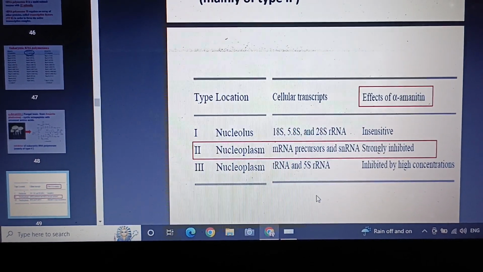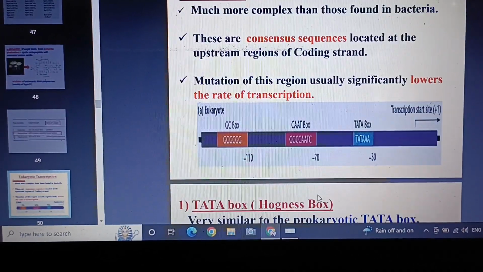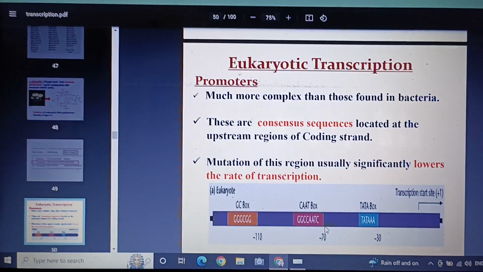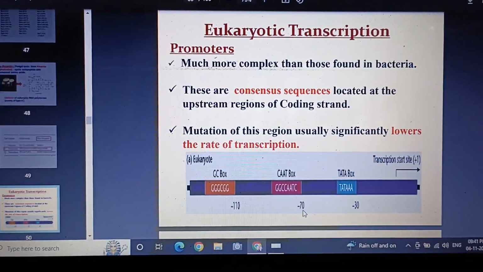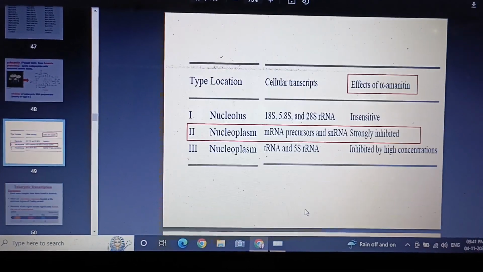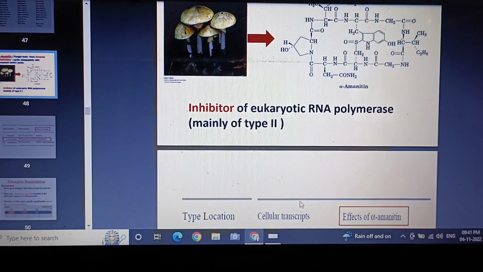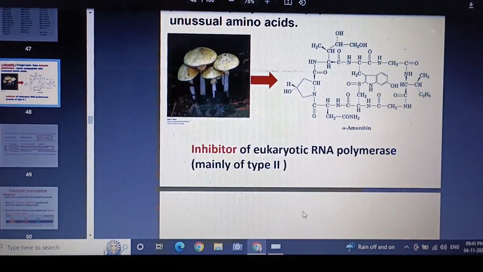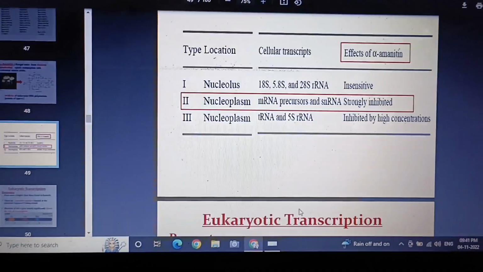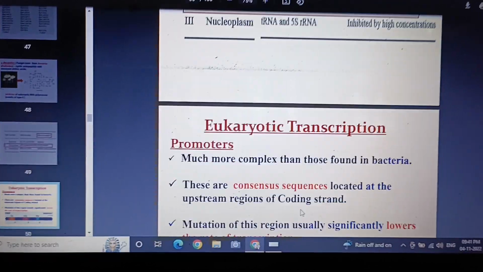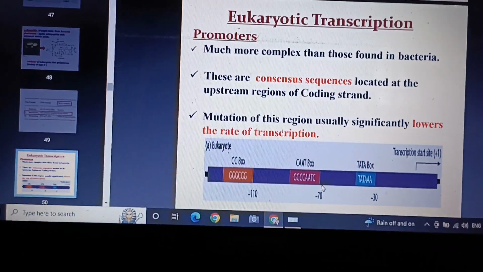So, types and location. No need here. We will go to the transcription process. I'll tell you this later. After knowing the mechanism only, you will clearly know what a transcription factor is. So now we directly go for the transcription process.